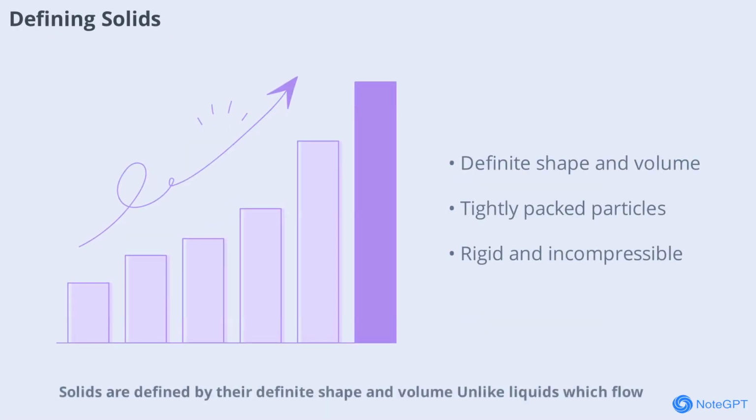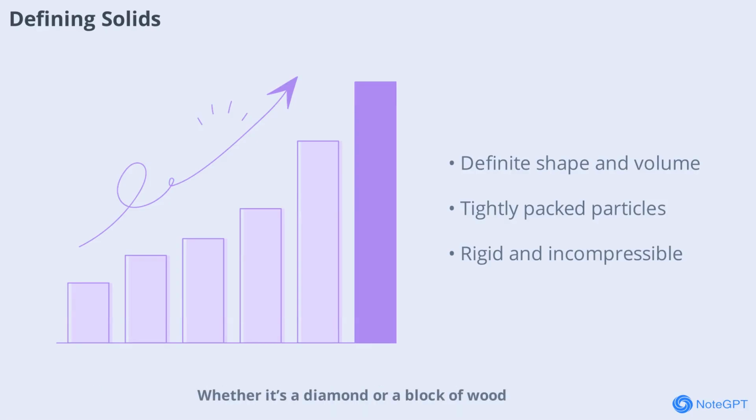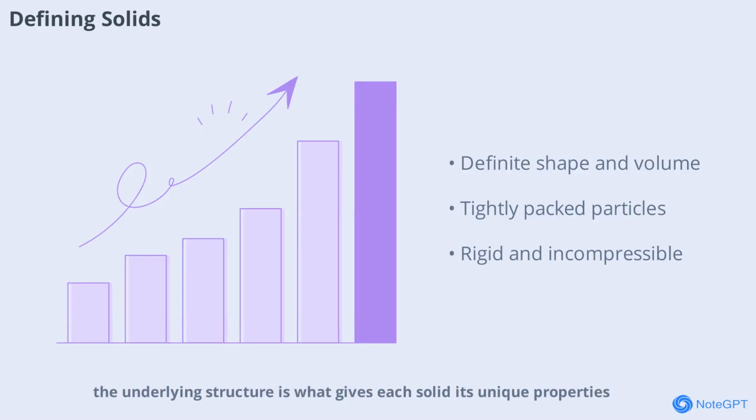Solids are defined by their definite shape and volume. Unlike liquids which flow or gases which expand to fill their container, solids maintain their form. This is because the particles in a solid are tightly packed together, often in a regular, repeating pattern. This arrangement gives solids their rigidity and resistance to compression. Whether it's a diamond or a block of wood, the underlying structure is what gives each solid its unique properties. Let's look closer at how these particles are arranged and what that means for the material's characteristics.